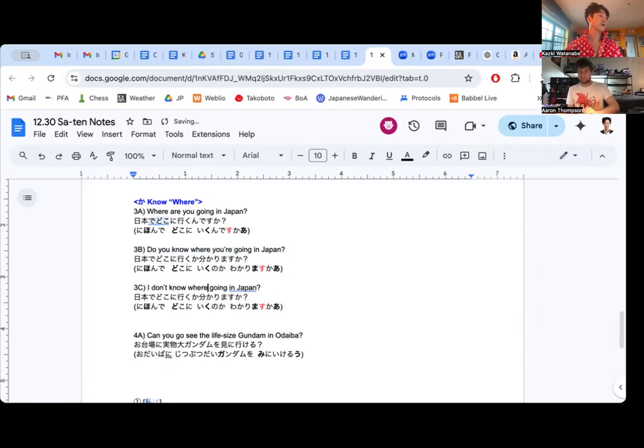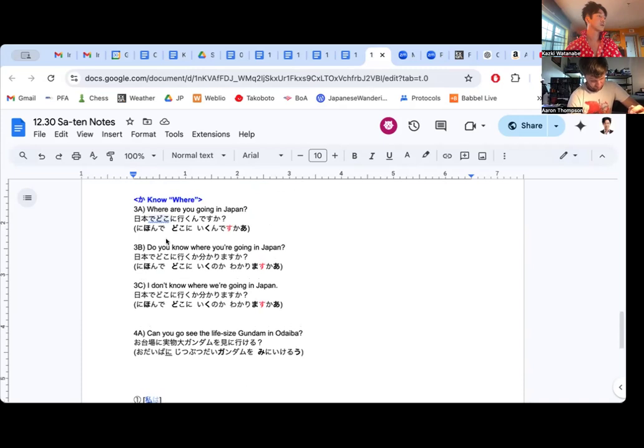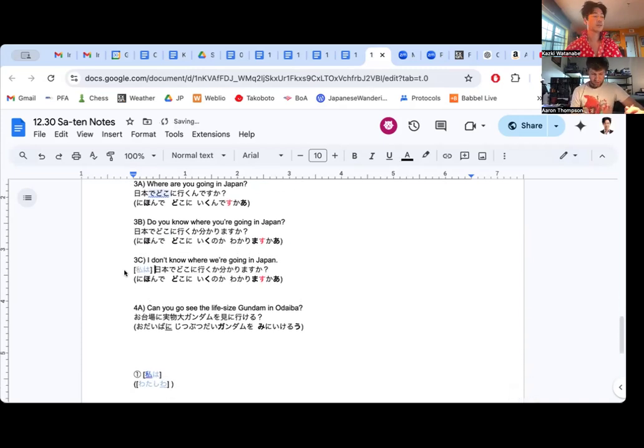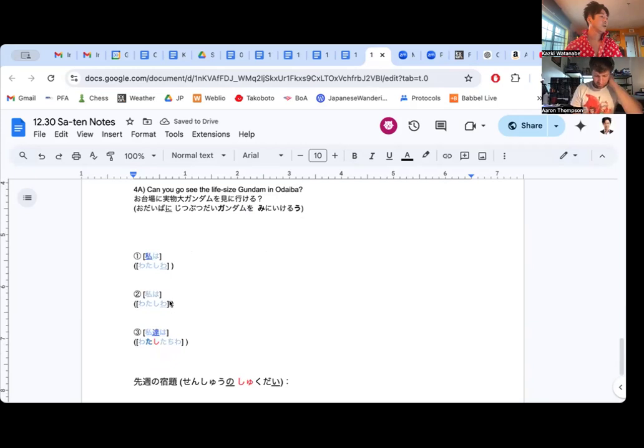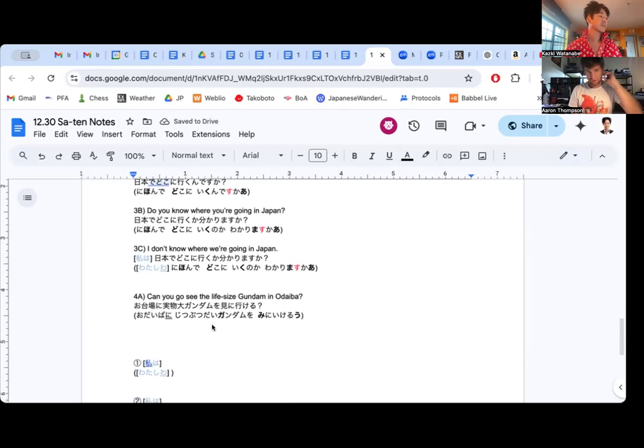終わりました。 Right. Okay. Now, so we have been working on just affirmative questions. How about this? Negative. I don't know where we're going in Japan. 日本でどこに行くのかわかりません。 Exactly.